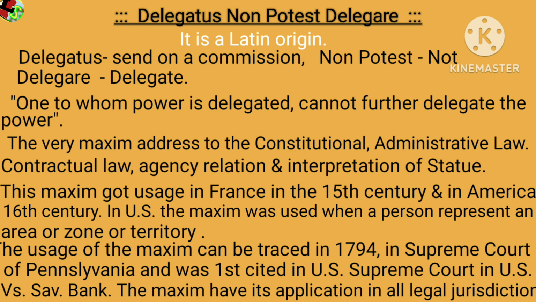The first use of this Latin maxim can be traced in the Supreme Court of Pennsylvania in 1794. Thereafter, in the Supreme Court of the United States, in United States versus Saf Bank, it was the first cited case. The usage of this maxim is not limited to a particular jurisdiction. Its application can be found from the common law to the canon law jurisdiction.